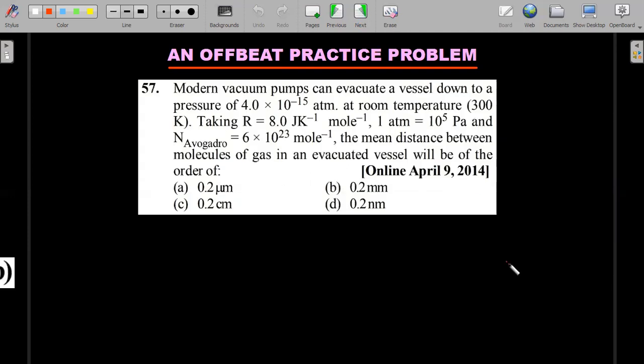Another offbeat practice problem appeared in 2014. Again, it looks like a lot of calculations are there, but if you read it thoroughly, you will be able to. Don't judge the question without reading. That's what you're supposed to do. Read it and then decide whether you want to attempt it or not.